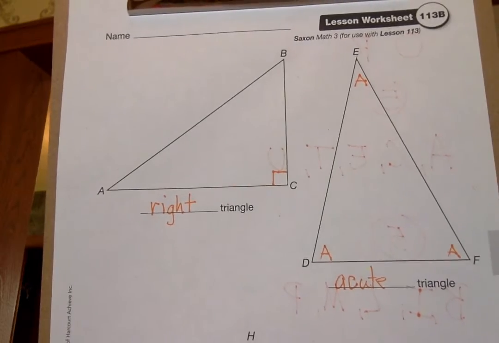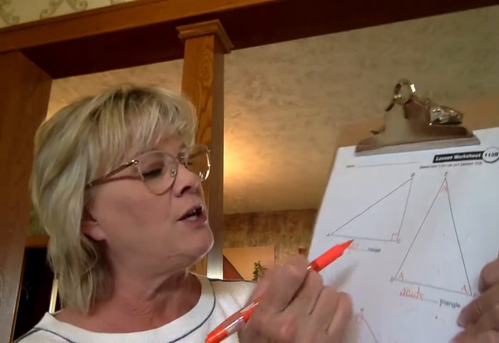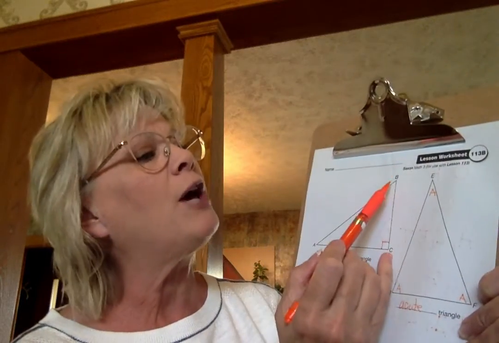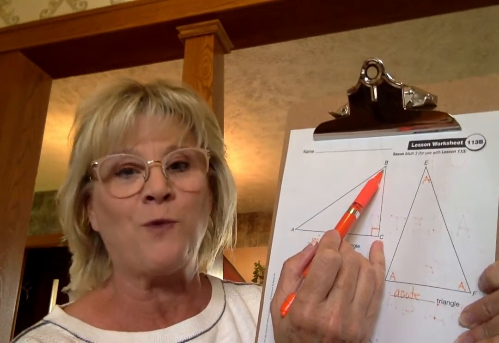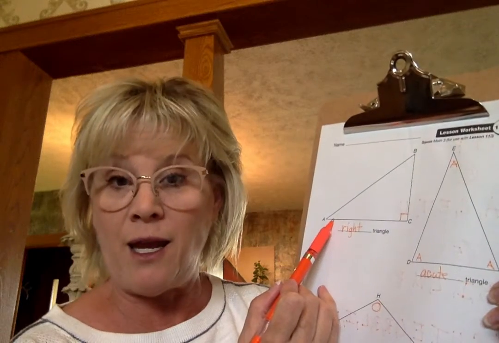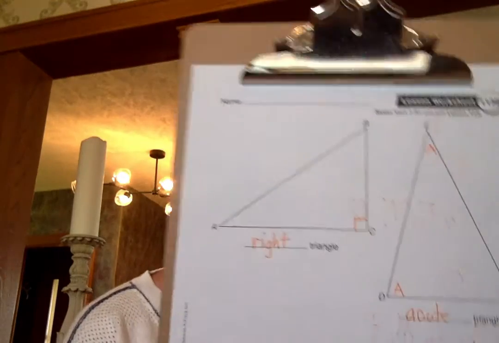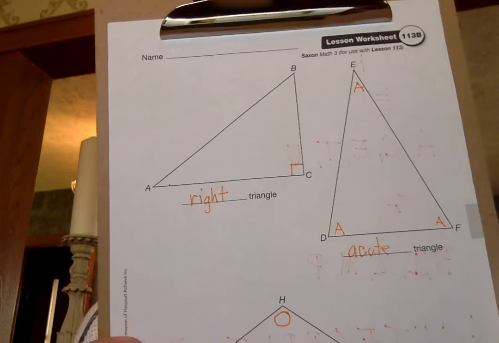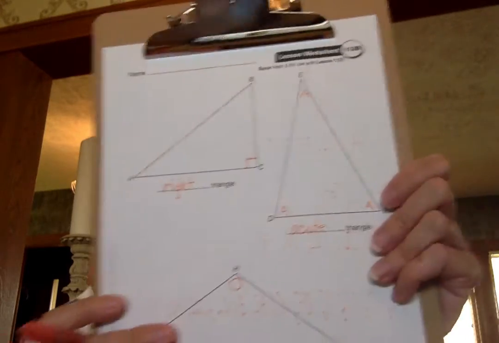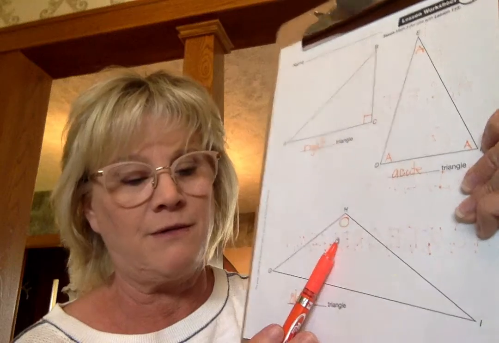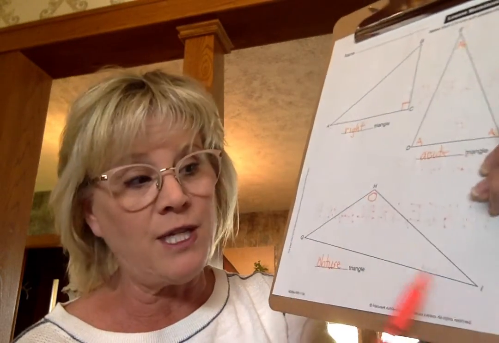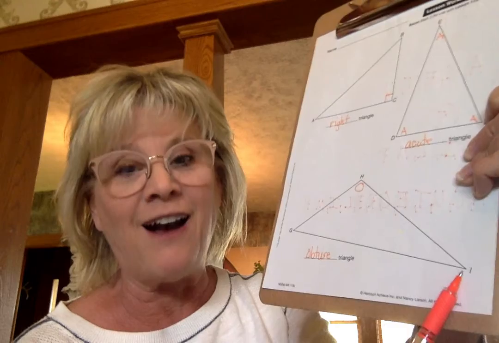What other types of angles do you see in the right triangle? How about B? Right, that's acute. What about A? That's also acute. What other types of angles do you see in the obtuse triangle? G is acute, and so is I. Very good. Today in math, we learned how to identify and name angles and how to name triangles by angle size.